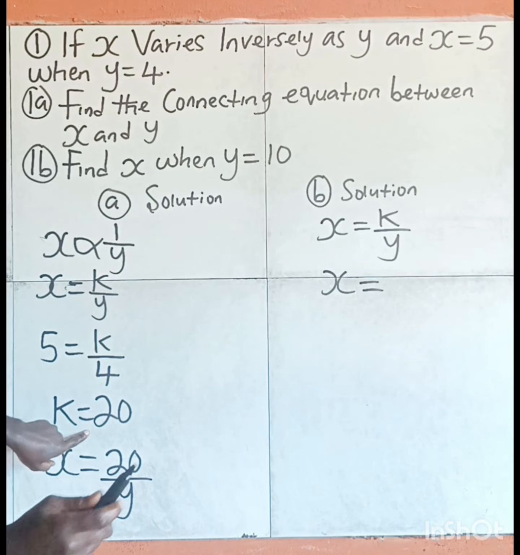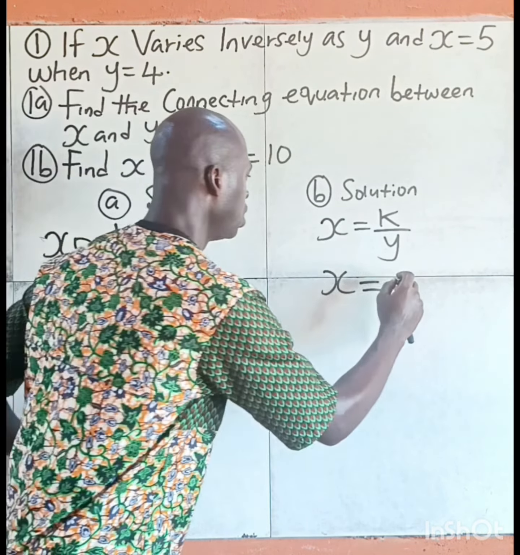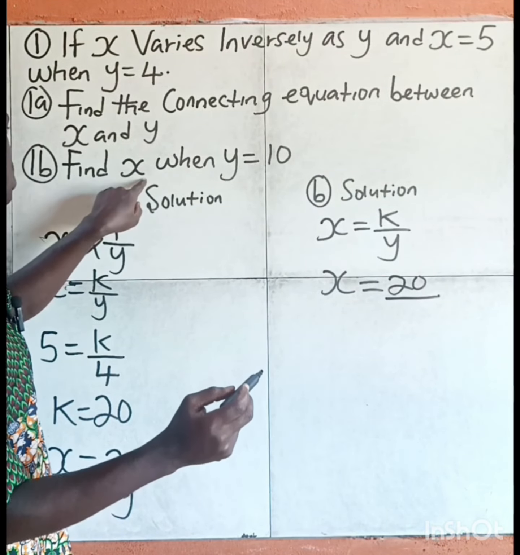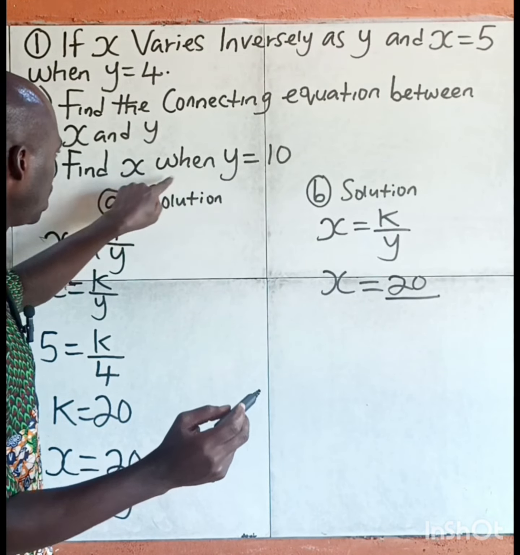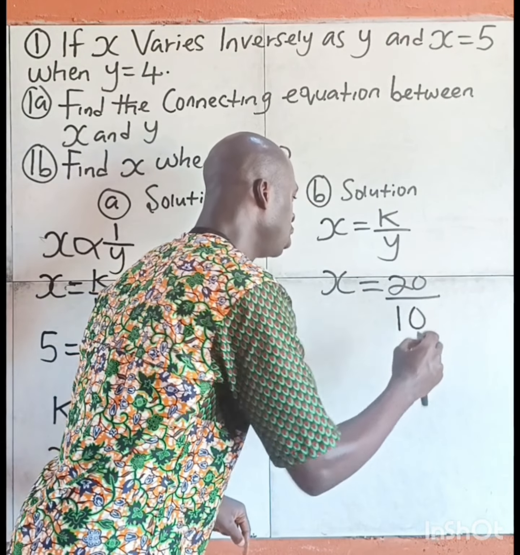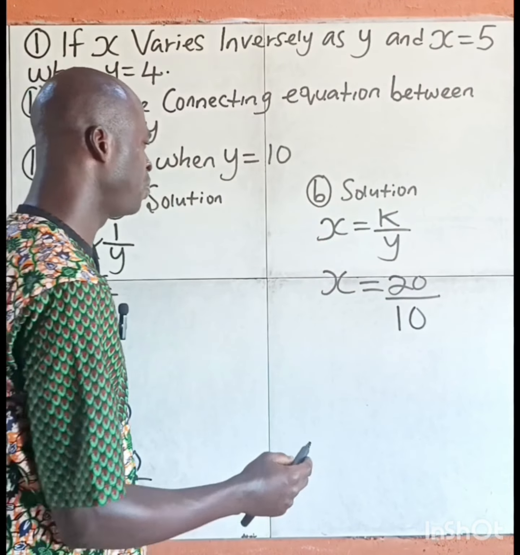Yes. What's your k? We already have k. Our constant is 20. So you come here and write the 20 over. Did they give you y in your question 1b? Let's check. They gave us the value of y, which is 10. So you're going to place it right here. At the end of the day, it is very, very simple.